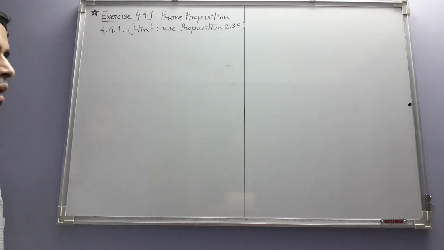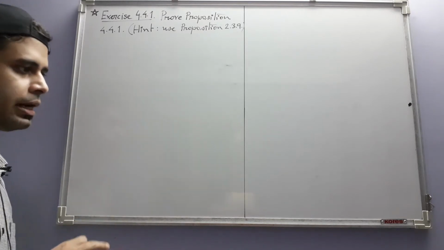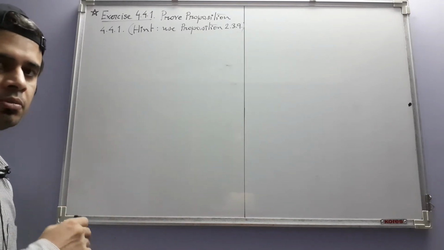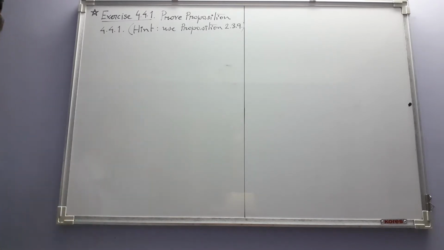Let us now start solving the exercises at the end of section 4.4. Once we finish this, our entire study of rational numbers, the initial study, will be over. We can then go to the construction of the real number system.